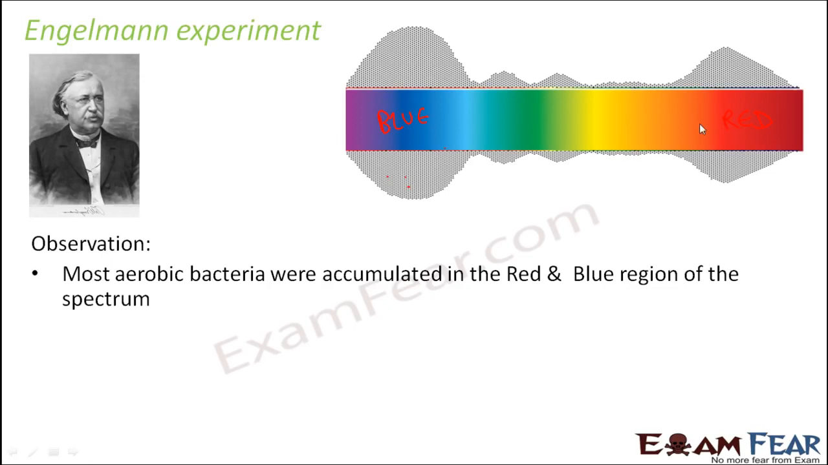So what does it mean? It means more photosynthesis is taking place in the blue and the red region. Correct? That is what it means, because those bacteria are oxygen-loving photosynthetic bacteria. So wherever photosynthesis takes place, more oxygen will be released, and wherever more oxygen is released, these bacteria will tend to be there. So that means more photosynthesis is taking place in the blue and the red region of the spectrum.